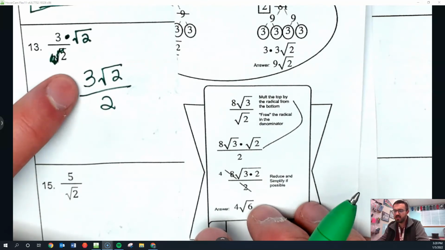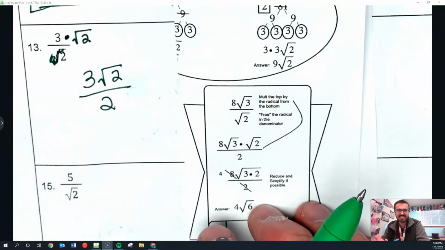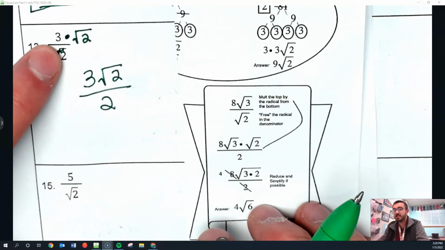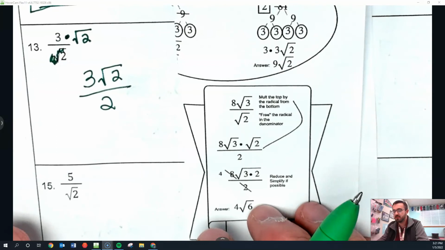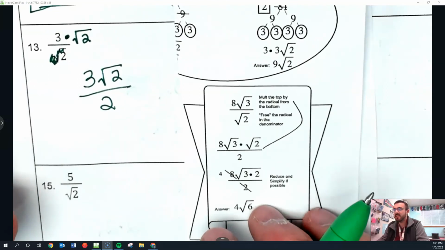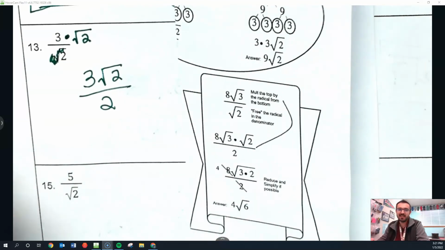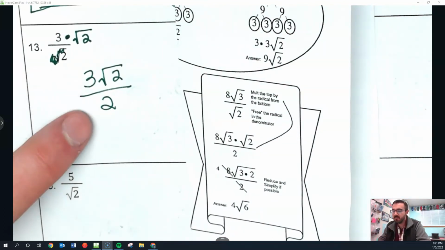Mr. Colston, why did you not do 3 times 2 and get 6 somehow? Well, if you notice, 3 is a number that's outside the radical. 2 is a number that's inside the radical. Can you multiply those together? No, you cannot. That was a rule we learned earlier. So they're just going to stick together, kind of like when you multiply 3 and x, they just stick together. They're just going to chill.